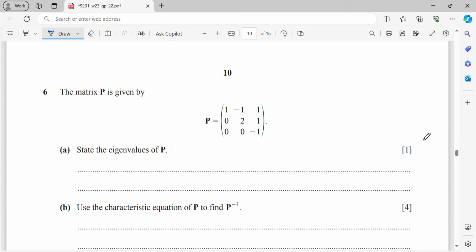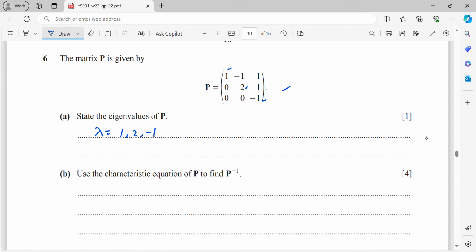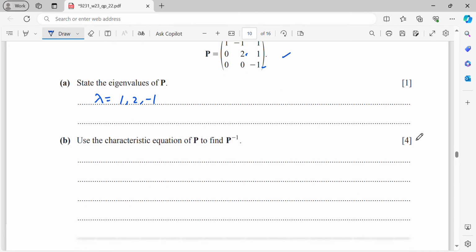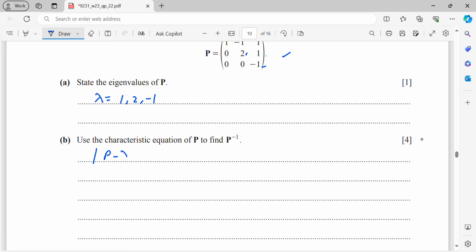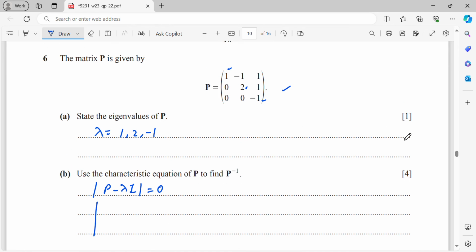Okay, now for question number 6. Given the P, state the eigenvalues of matrix P. So the eigenvalues are basically the diagonals, right? So it will be lambda equals 1, 2, minus 1. Now use the characteristic equation of P to find P inverse. Okay, so now we need to get determinant of P minus lambda I equals 0 first. Then basically you are getting 1, 0, 0, minus 1, 2, 0, 1, 1, minus 1, all this, minus lambda times I. I is the identity matrix.